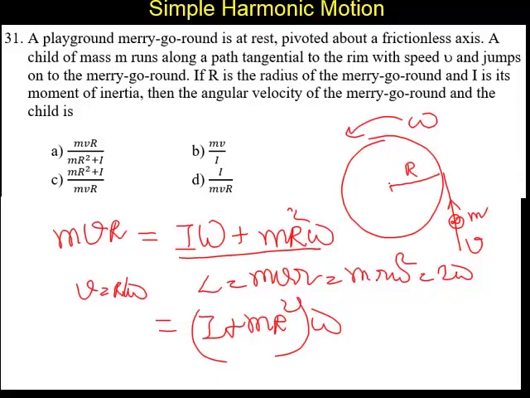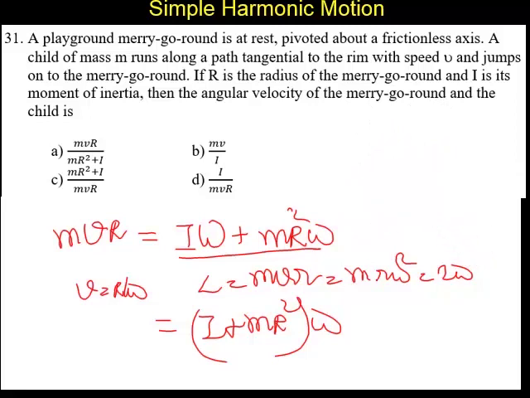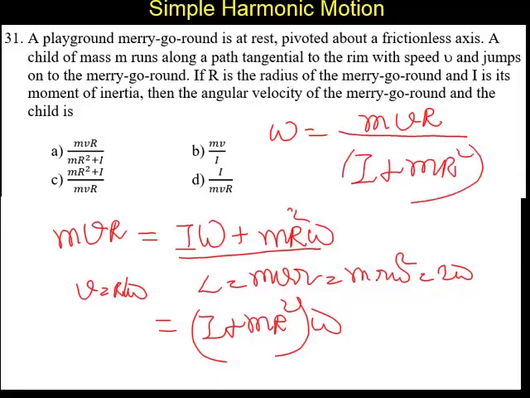So we have collected omega on one side. So the correct answer is very simple now. Omega equals m v r by I plus m r square. So that is the angular velocity of the merry-go-round and the kid. So the correct answer is A, m v r by m r square plus I.